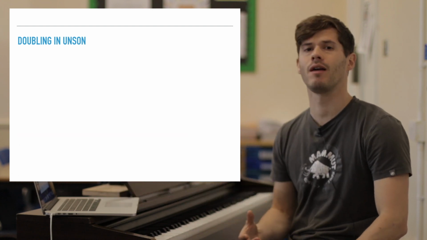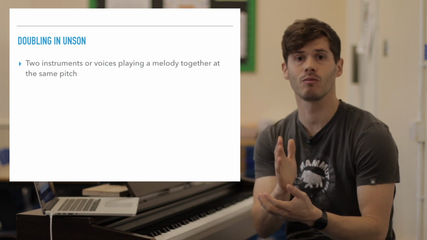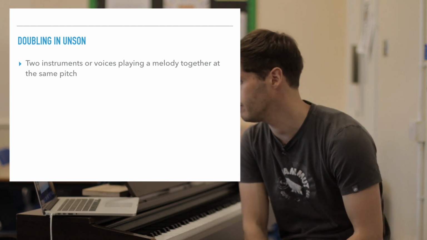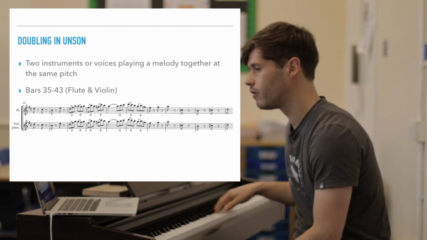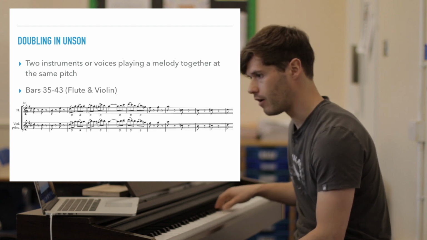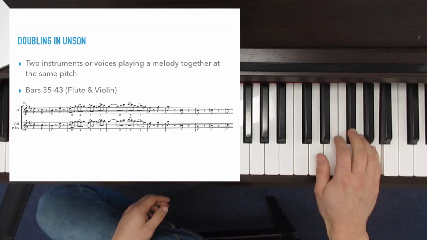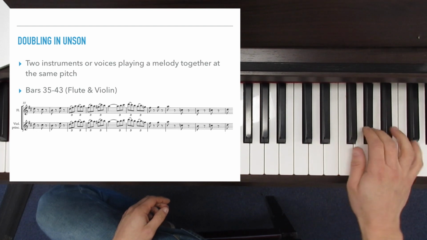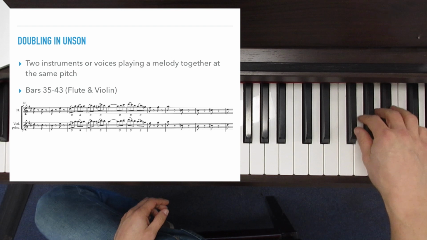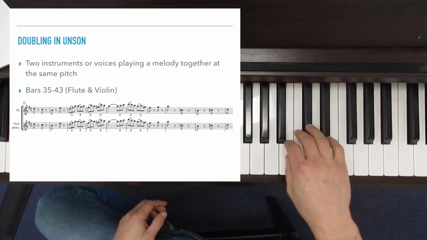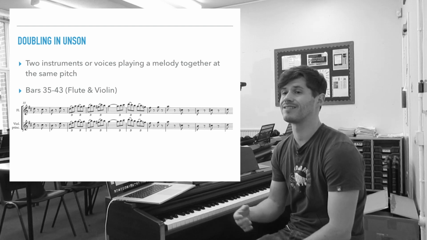Another example, similar, doubling in unison, sorry. So it's the same, it's when it's the exact same pitch. So we've got an example here between the flute and the violin at bar 35. So we've got them playing the exact same melody. So they play exactly the same melody at the same pitch, that's doubling.